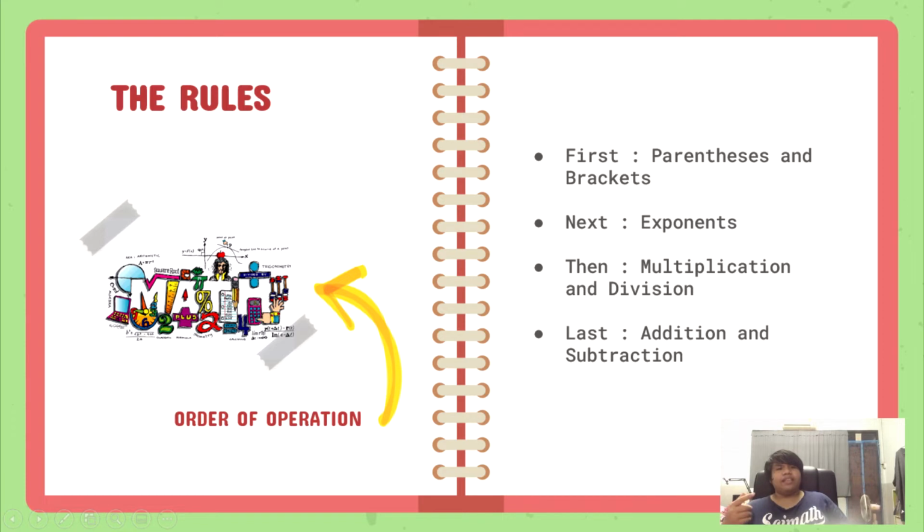First, parentheses and brackets: do operations in parentheses first, from left to right. Next, exponents: exponents, powers and roots, from left to right. Then multiplication and division, from left to right. Last, addition and subtraction, from left to right.